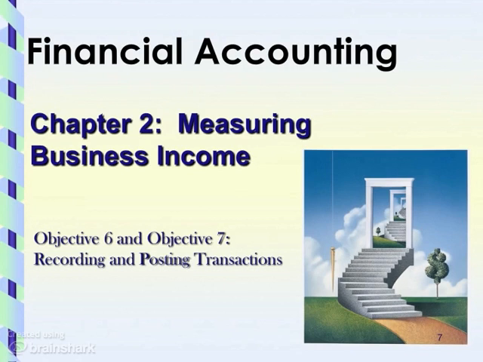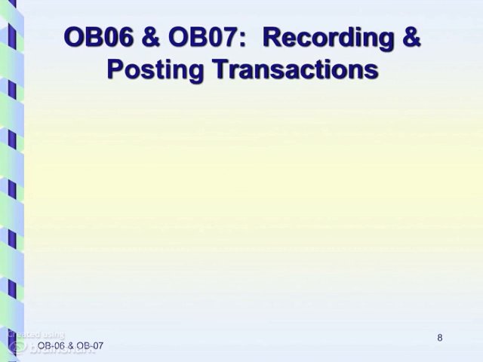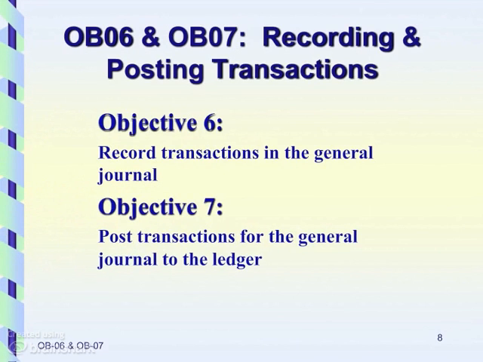Now let's just spend a few minutes talking about recording journal entries and posting transactions. Objective 6 is to look at how we record transactions in the general journal, and Objective 7 is to post transactions from the general journal to the general ledger. So let's look at the general journal.